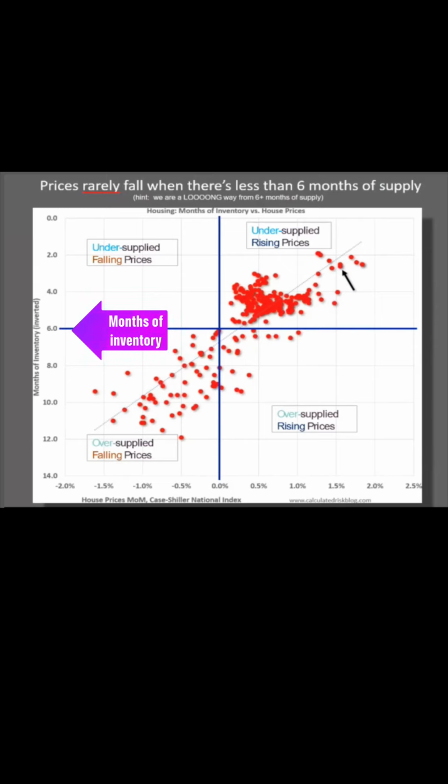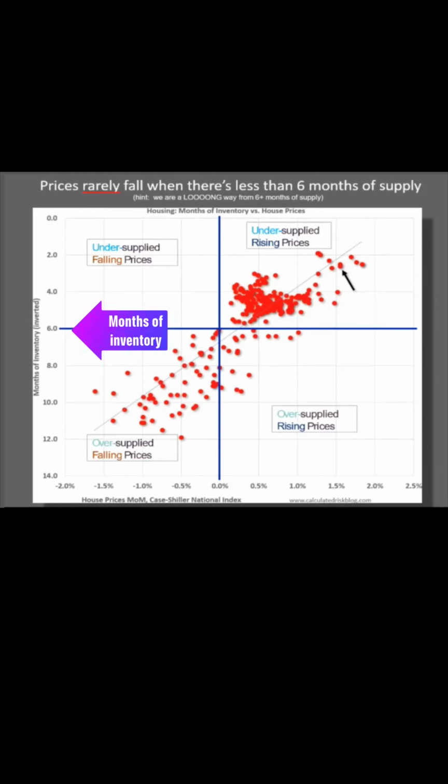6 months is considered a balanced market, and that is represented by the blue horizontal line that goes across the middle. Everything above that blue line is considered a seller's market. It's when our inventory has been less than 6 months of inventory on market. Everything below that blue line is really considered a buyer's market, where we have more inventory than buyers, and buyers are a little more in the driver's seat.